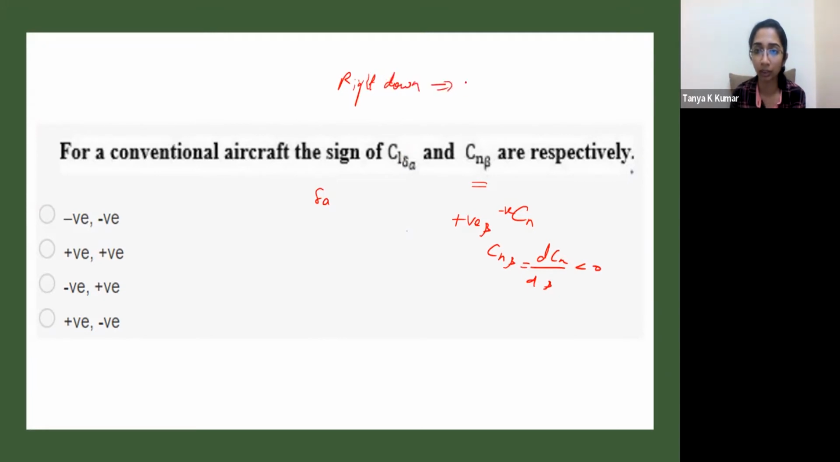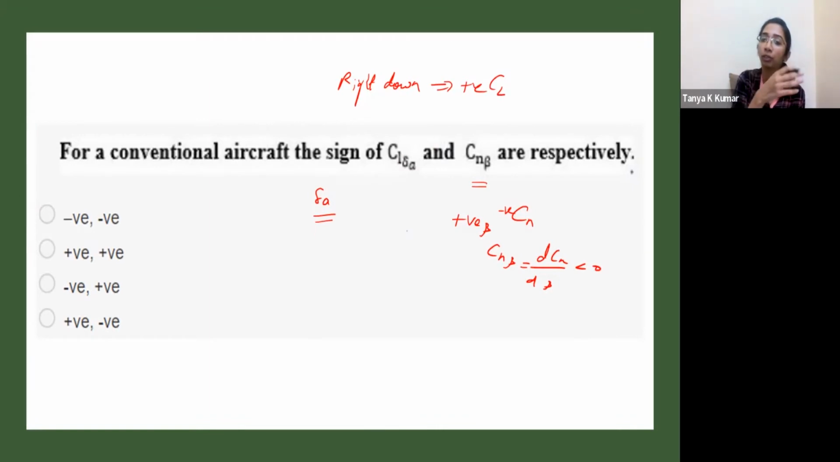Right wing down was positive CL, right? Right. Okay. So when you deflect your aileron positively, it rolls to the right. How do you make it roll to the right? You increase the lift on the left wing and you decrease the lift on the right wing.